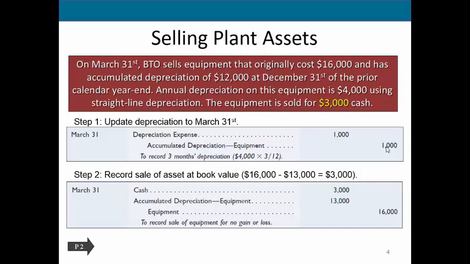So first we'll take the asset off of our books. We originally had $12,000 in accumulated depreciation. We added another $1,000, so that was a total of $13,000 in accumulated depreciation. We take the equipment off of our books for the original value of $16,000, and then we recognize the fact that we got $3,000 of cash. You can see here $3,000 plus 13 equals 16. So in this case, we are in balance. So there is no gain or loss.